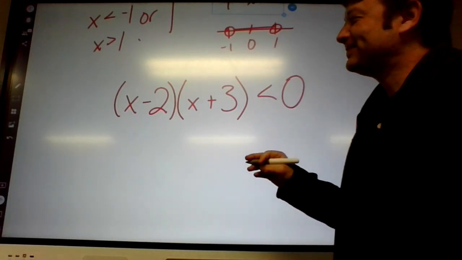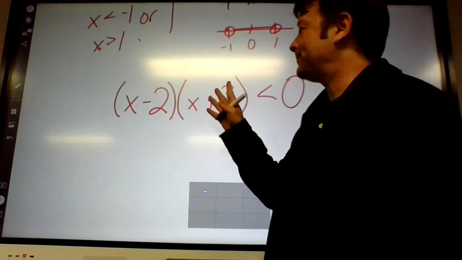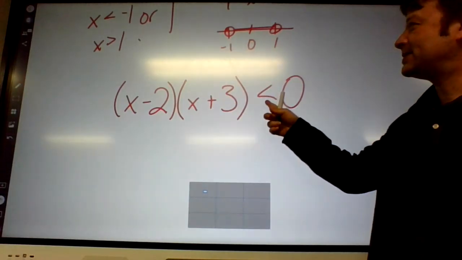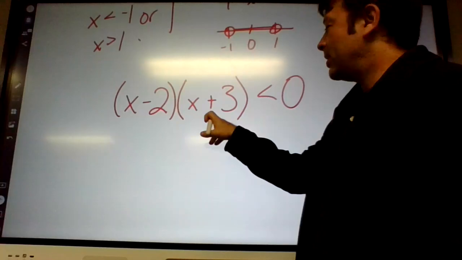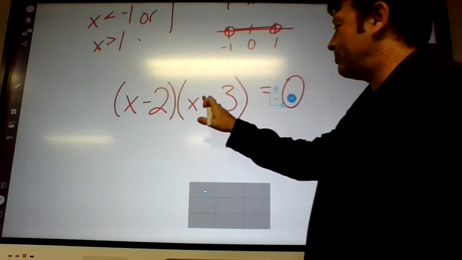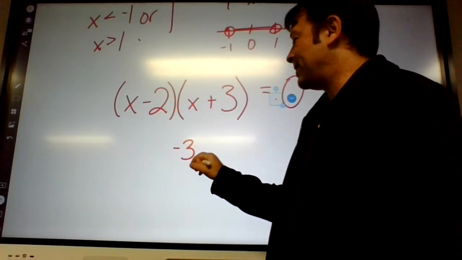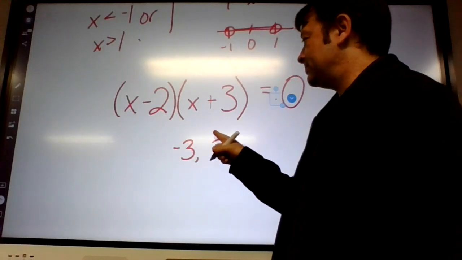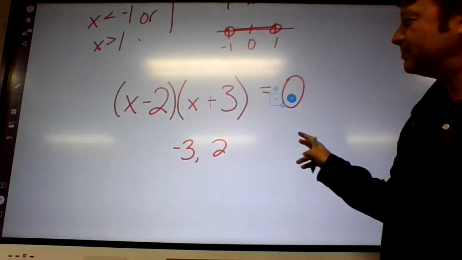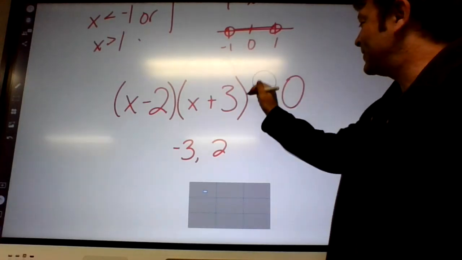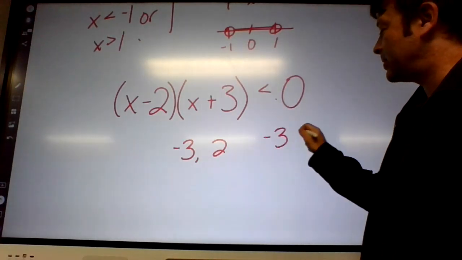All right. So basically, here's the pattern. If it's supposed to be less than 0, that was our first example, it's going to be between the two numbers. If I was solving this, what makes this equal 0? 2 and negative 3. The order matters now. If it's a less than, then x is going to be between these two numbers. So we're going to write our answer like this.